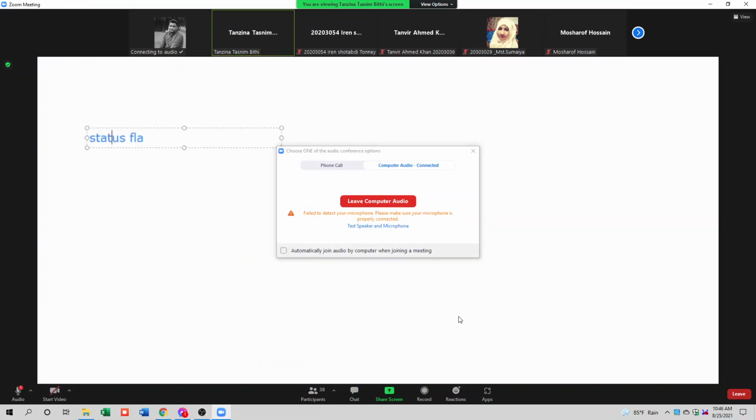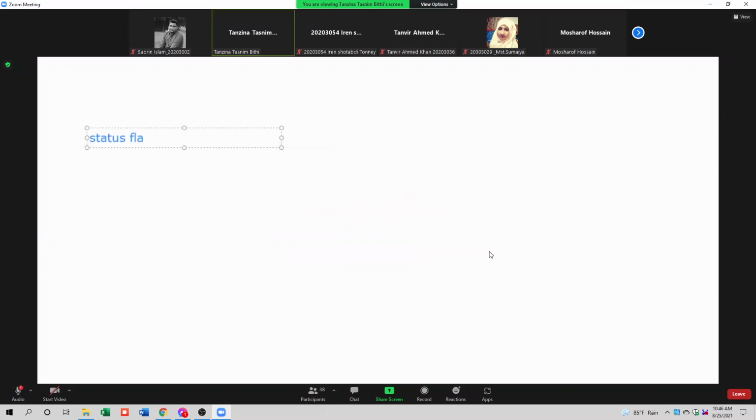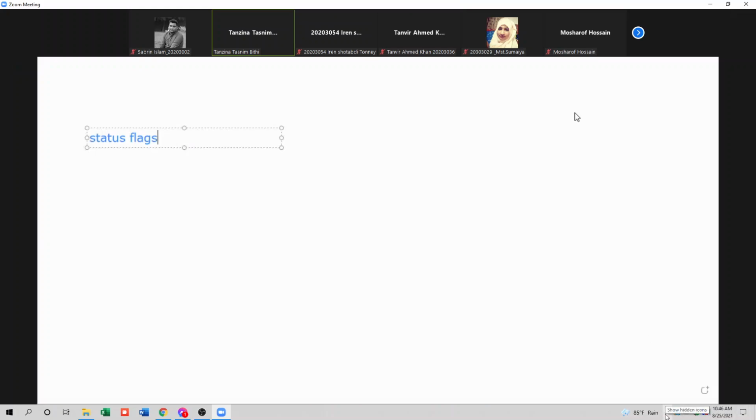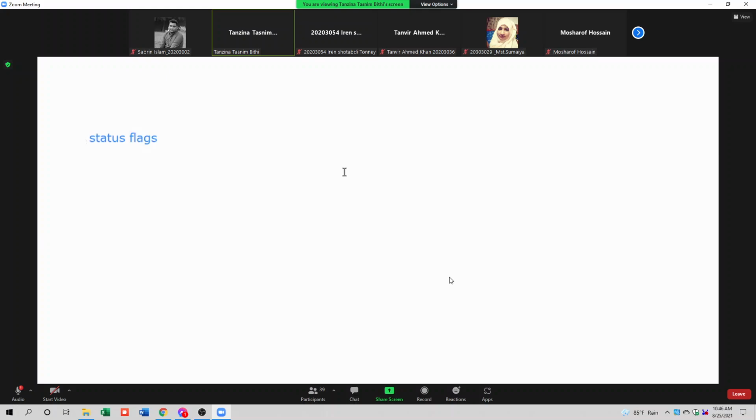What is the functionality of this status flag register? Anyone? It tells us the status of the operation. These are some registers, right? And what is the size of the status flag register? These flag registers are 32-bit registers.